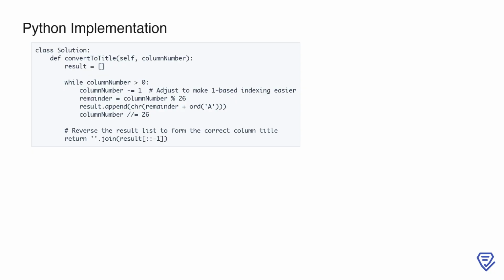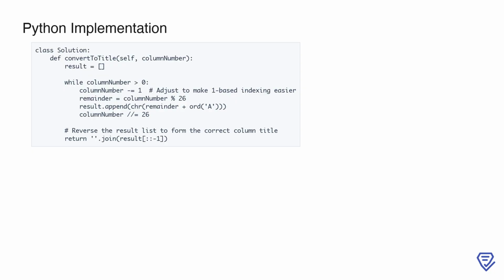The algorithm begins by initializing an empty list, result, to store the characters of the column title in reverse order. The while loop runs as long as the column number is greater than 0. Inside the loop, the column number is decremented by 1 to align it with 0-based indexing, which simplifies the mapping of numbers to the letters A to Z. The remainder of the column number divided by 26 determines the current letter. This value is mapped to the corresponding ASCII character using chr(remainder + ord('A')), and the resulting letter is appended to result. The column number is then integer divided by 26 to process the next digit of the base 26 system. This continues until all digits are processed.